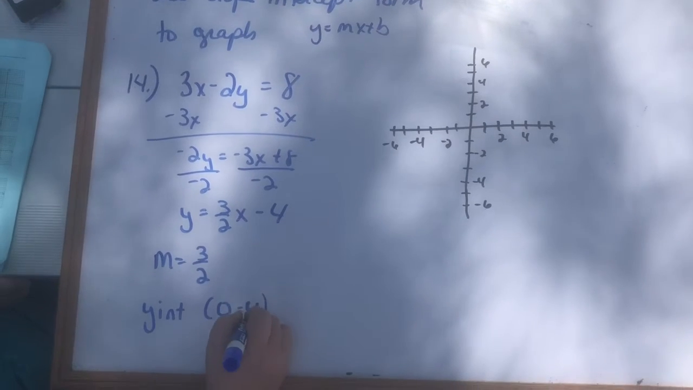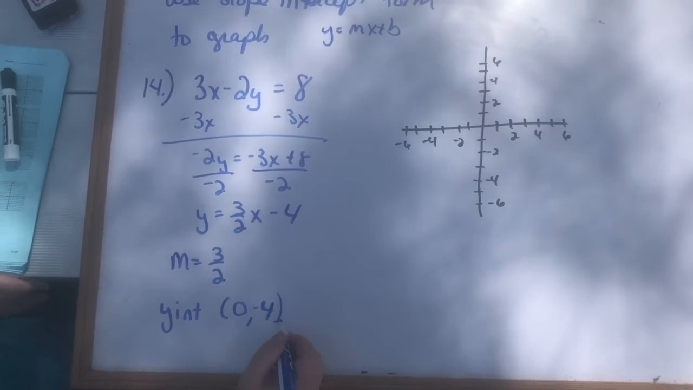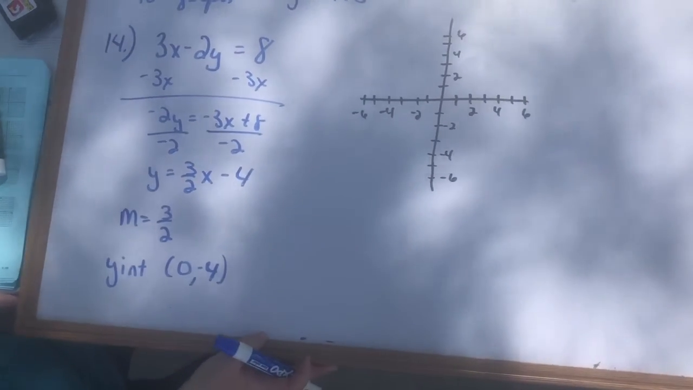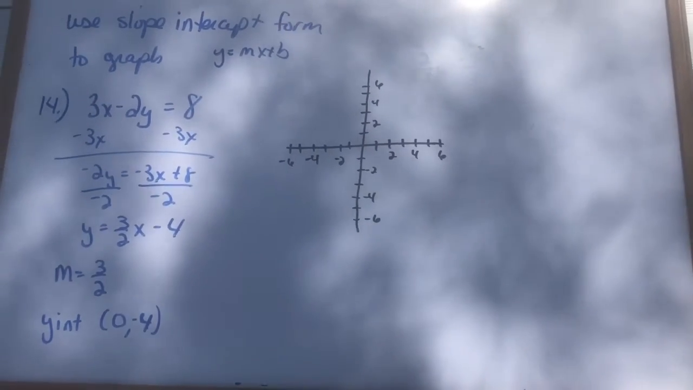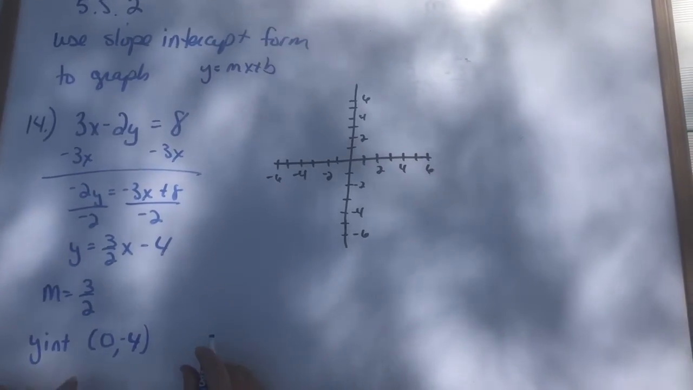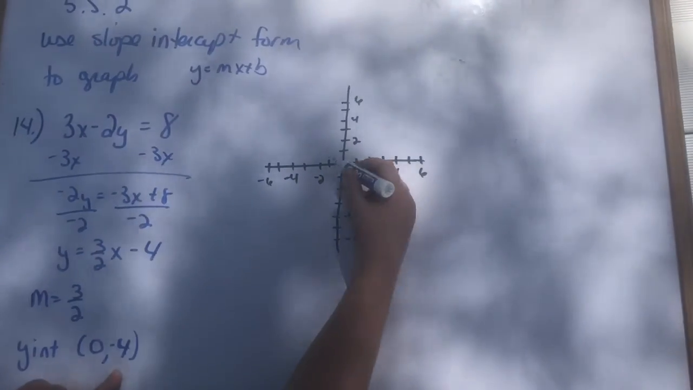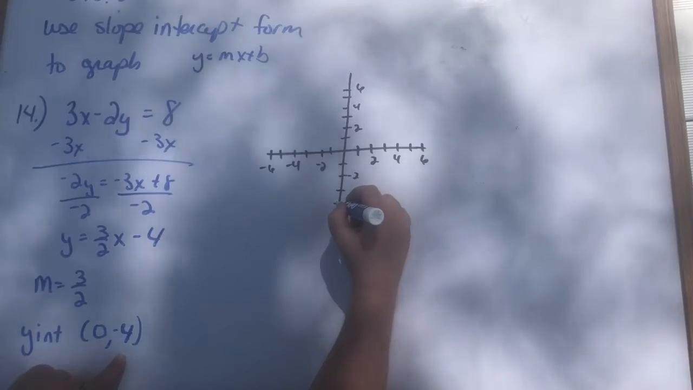Remember that y-intercepts is an ordered pair. It is not just -4. It is 0, -4. So I come over here and I'm going to graph my y-intercept first, and then I will use my slope to graph the rest. So this is 0, -4. That means 0 is left to right, and then I go down to -4.